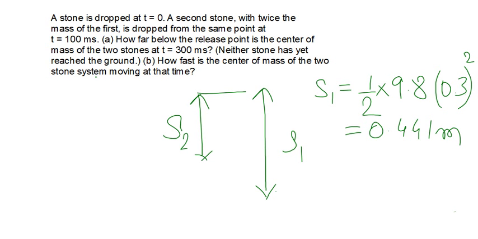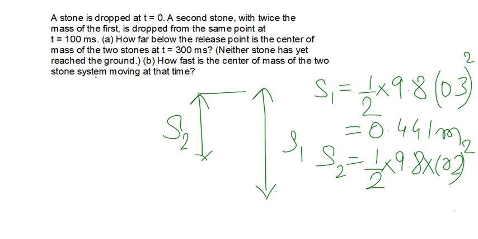Now the stone 2 is dropped after 100 milliseconds, so it travels S2 distance in 200 milliseconds. So we can calculate S2 as half into 9.8, that is acceleration due to gravity, into 0.2 square, and this comes out to be 0.196 meters.